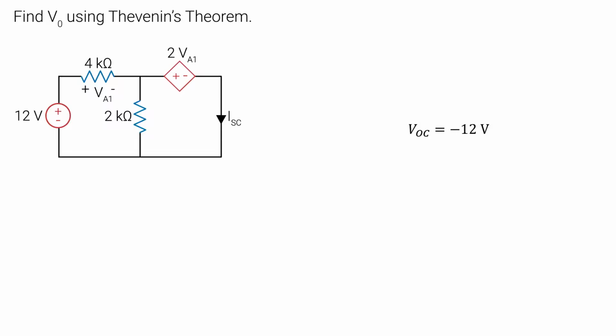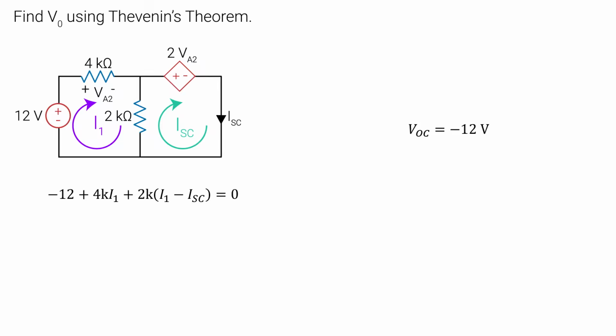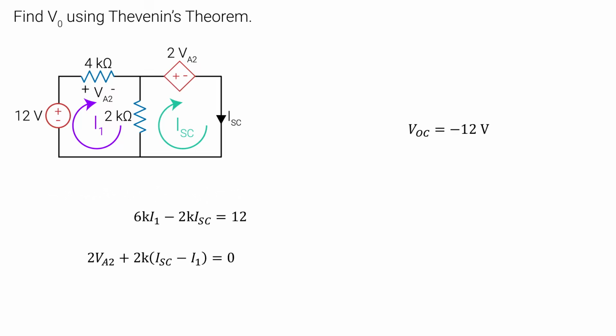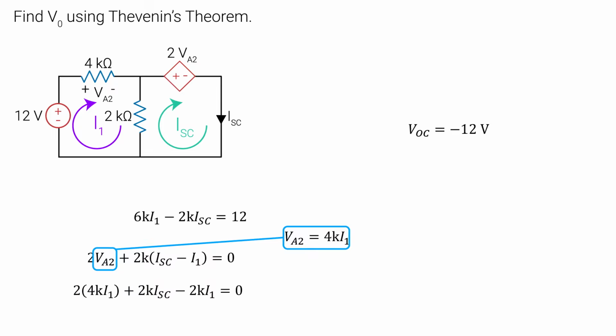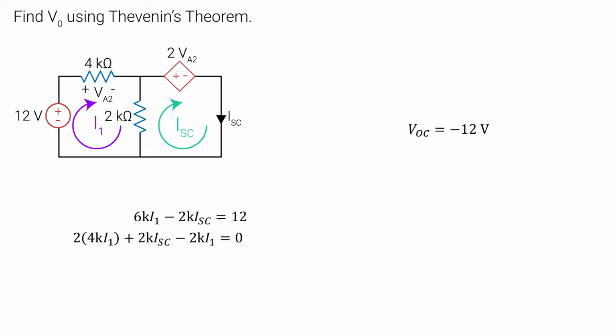The circuit has been changed. So we will label this voltage as VA2. Let's use mesh analysis to figure it out. First, the left loop. Let's simplify. Next, the right loop. We get two equations with three unknowns, but remember, VA2 is the voltage in the 4K ohm resistor, and we know that voltage is equal to I1 multiplied by the 4K ohms. Let's plug that into our second equation. Now we can solve these two equations.